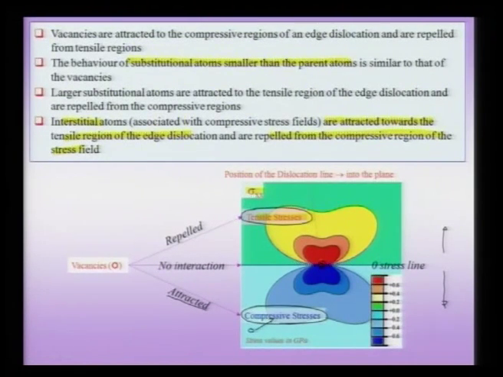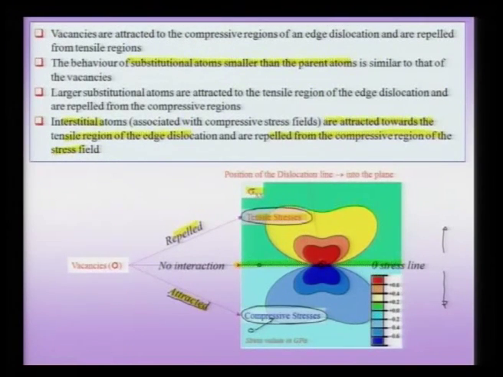So let us look at the complete picture for vacancies, revising it. Vacancies are attracted towards the compressive regions and repelled from the tensile regions, and there is a zero line of stress field right at the middle, and there is only one single zero line when you are talking about an edge dislocation in an infinite medium. So if a vacancy sits on this dislocation line, right at this point, then it will not interact with the dislocation stress field. In other words, it will remain unaltered, it will not feel the force of the dislocation.